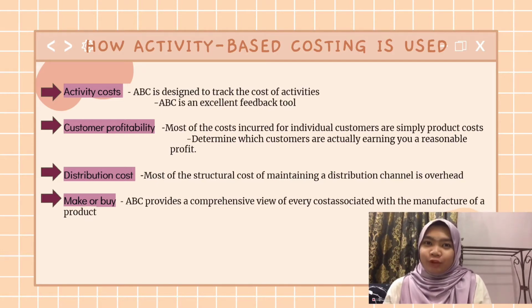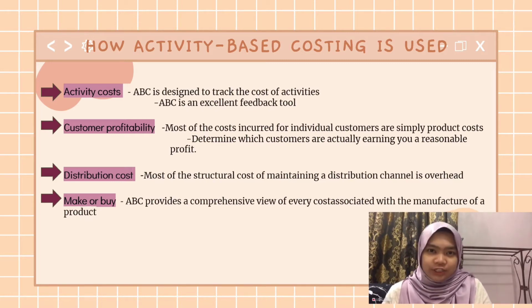So I'm going to proceed to how activity-based costing is used under the ABC system. First, it's used as activity cost. Basically, ABC is designed to track the cost of activity, so you can use it to see if activity costs are in line with the industry standard or not. Next, ABC is an excellent feedback tool for measuring the ongoing cost of specific services as management focuses on cost reduction.